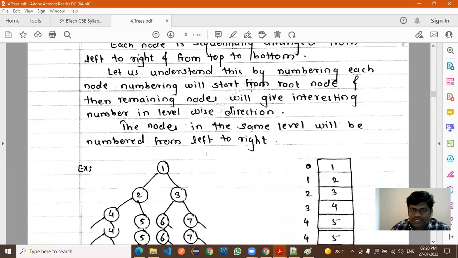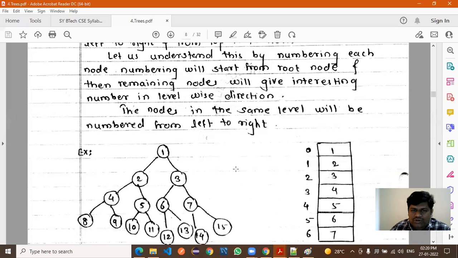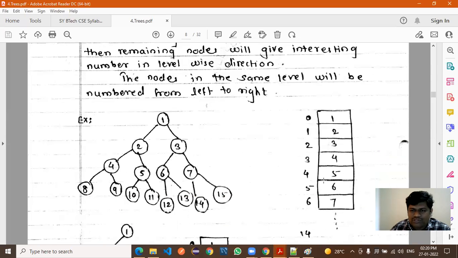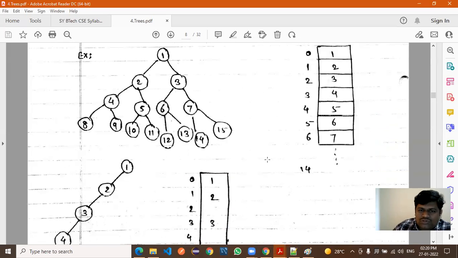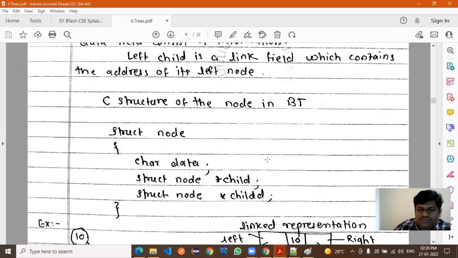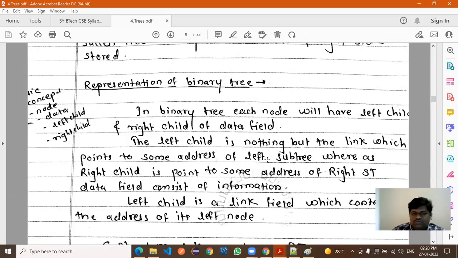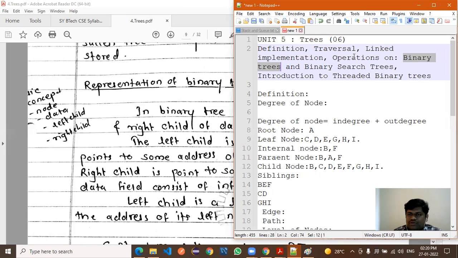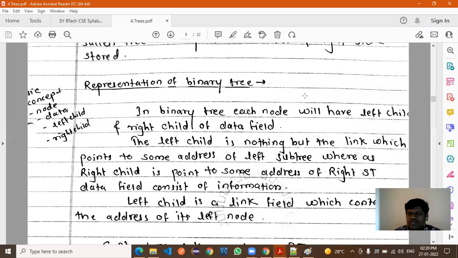Now, the sequential representation of a binary tree. How to represent it by using a sequence or by using numbers? That is given here. Now this part is related to the representation of the binary tree. We have discussed the binary tree, and now all of you have the concept. Now we'll see how to represent the binary tree by using the linked list concept.